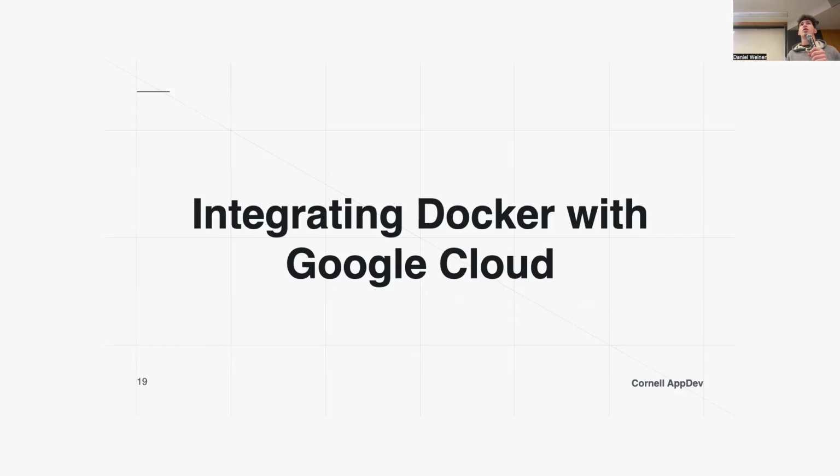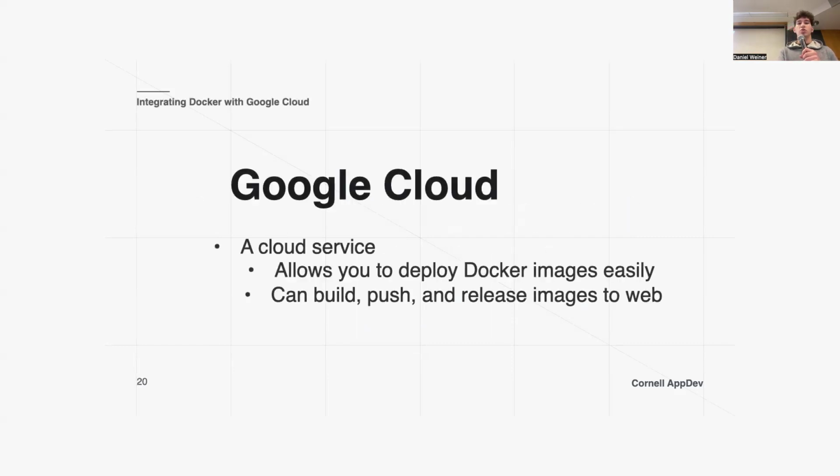In other words, integrating Docker with a cloud provider so that we can actually deploy an app or anything that we need to. Google Cloud, like I mentioned before on the graphic, is one of many, and it's a cloud service that allows you to deploy Docker images easily. You can push, build, and release all those images to the web through the Google Cloud service. It's kind of like having an IT team managing your deployment process.